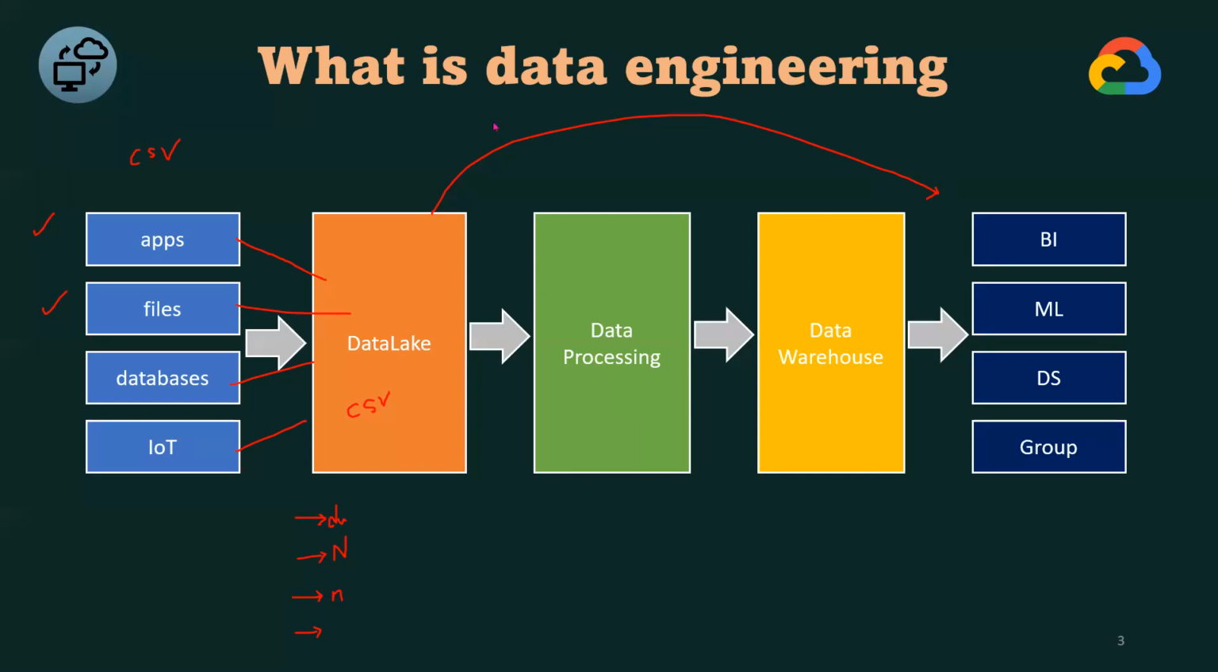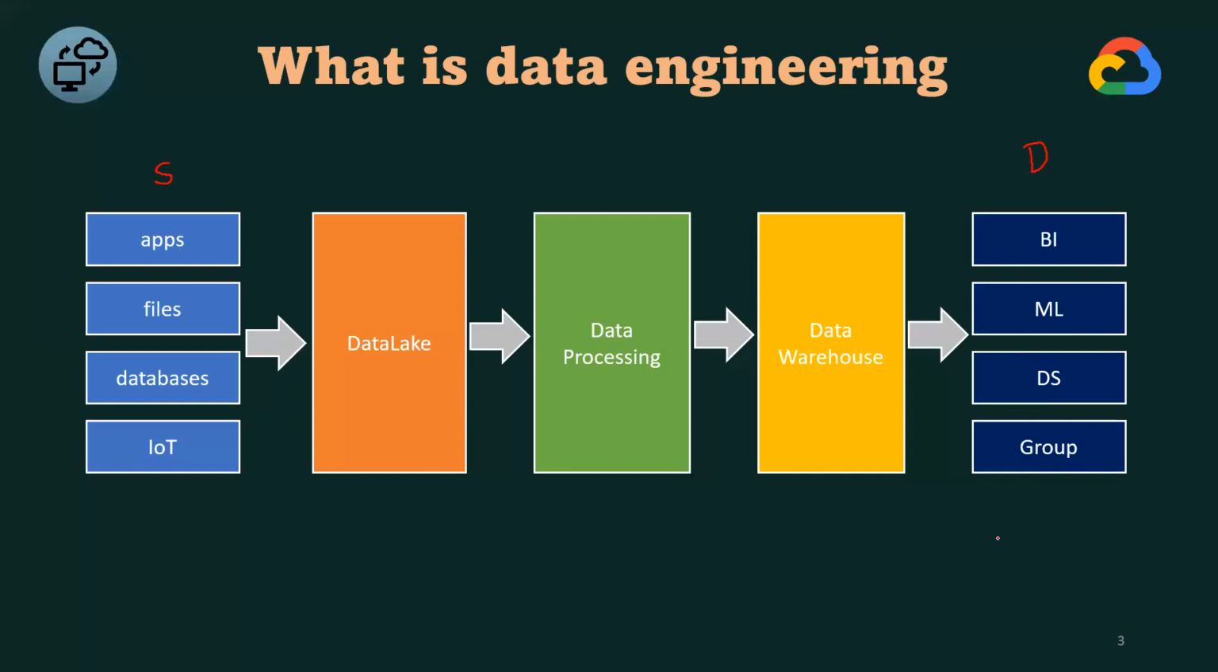So this is the activity. You extract the data from the source systems and send the data downstream by doing all of these activities. Each arrow mark here indicates a pipeline. Extracting the data from the source and moving it to the data lake is one pipeline. From the data lake to data processing to the data warehouse is one more pipeline. And the data warehouse to BI and ML is one more pipeline.